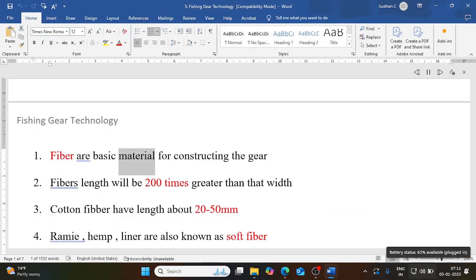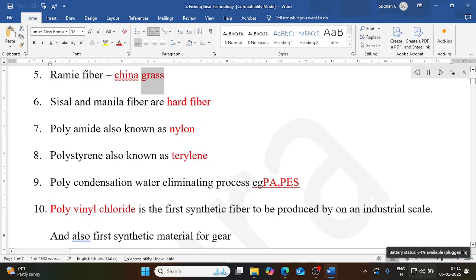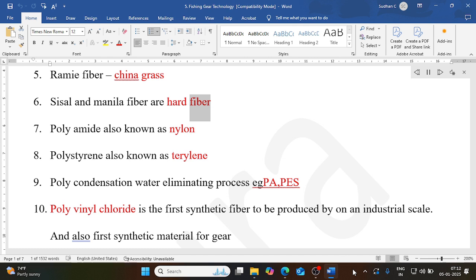Fibers are the basic material for constructing the gear. A fiber's length will be 200 times greater than its width. Cotton fiber has a length of about 20 to 50 millimeters. Ramie, hemp, and linen are also known as soft fibers. Ramie fiber, China grass, sisal, and manila fiber are hard fibers.